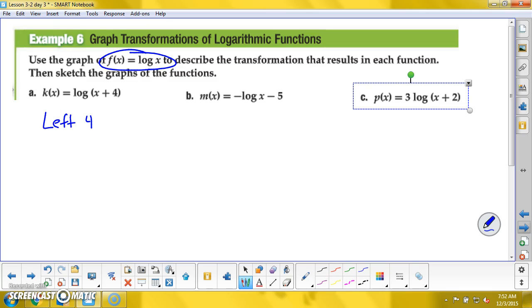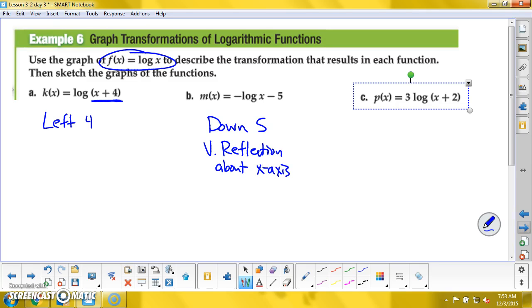On part B, we've got two things. We've got the -5, we've got a negative sign out in front. You've got to ask yourself, is that -5 inside or outside? It is outside. If it was inside, there'd be parentheses like we had in part A. So we got to shift down 5. And then that negative sign in front of the log of x is going to be a reflection. That also is outside, therefore it's a vertical reflection about the x-axis.